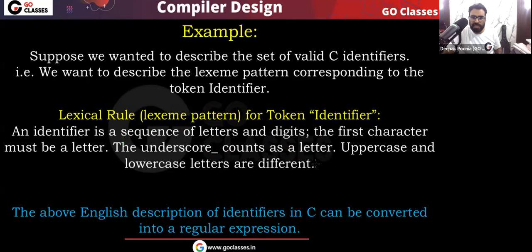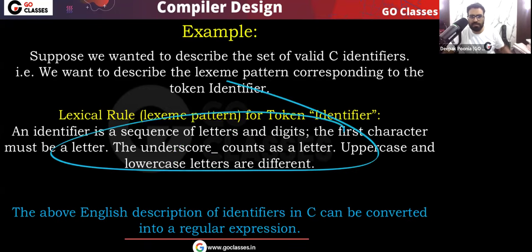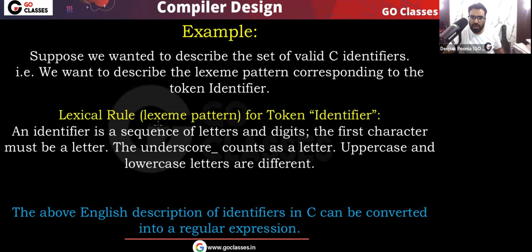And uppercase and lowercase letters, they are different. That's it. This is the definition. This is the description of identifier token. This is the description of the pattern for which an identifier token will be generated. Once you have this description, we will call it an identifier lexeme basically, and we will generate the token that is identifier.